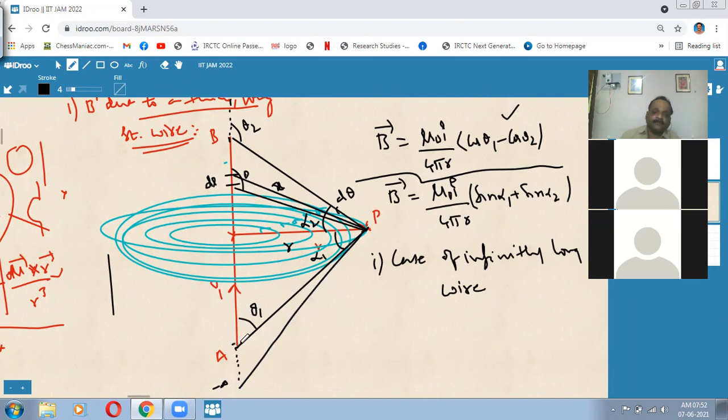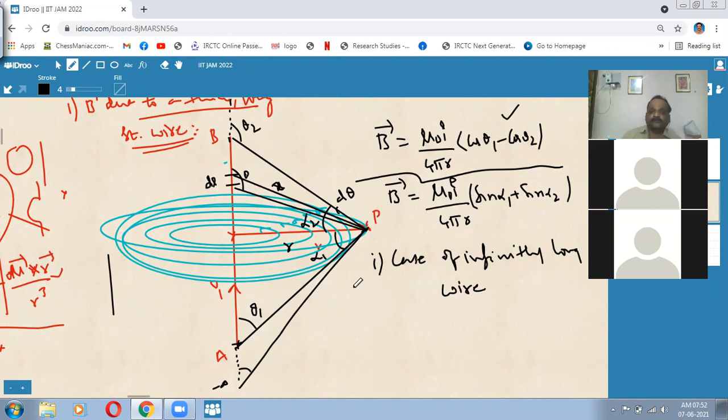Earlier, when the length is up to this point, it is theta 1. Now, when I extend the length to this one, that theta decreases. Theta keeps on decreasing. When I go to minus infinity, the theta will be almost how much? 0 degrees. Theta will be almost 0.